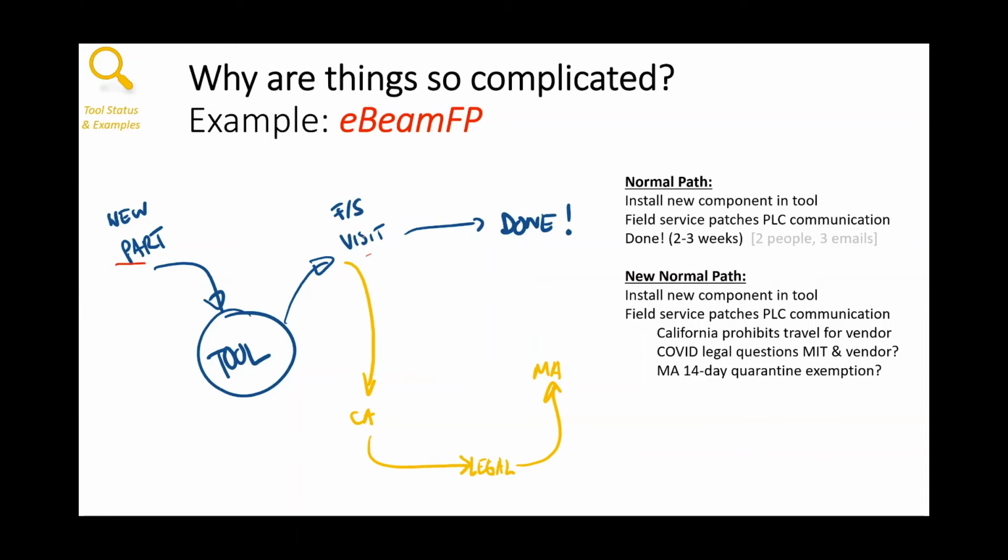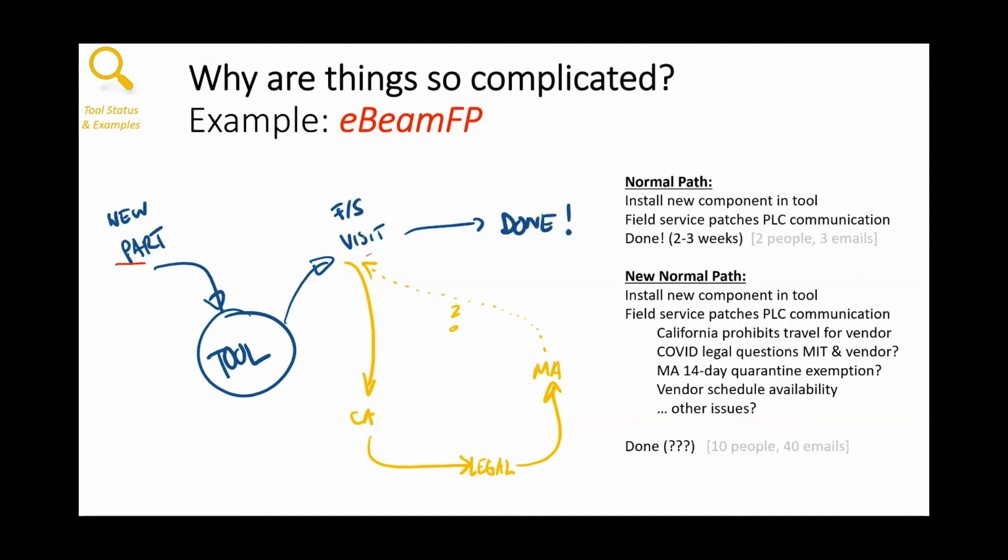Then, right now we're sort of stuck trying to figure out the Massachusetts 14-day quarantine exemptions for the vendor and convincing them that they're able to come. Then we'll have to figure out schedule availability, and we'll probably discover, who knows, some other issues along the way, right? And so that shows you pretty much all of these issues are non-technical, right?